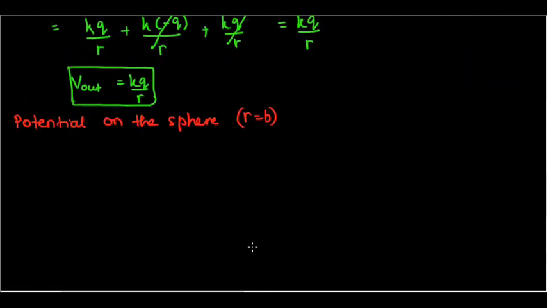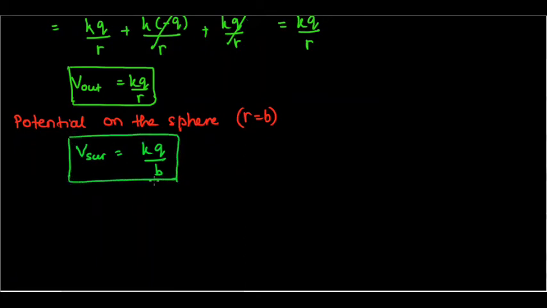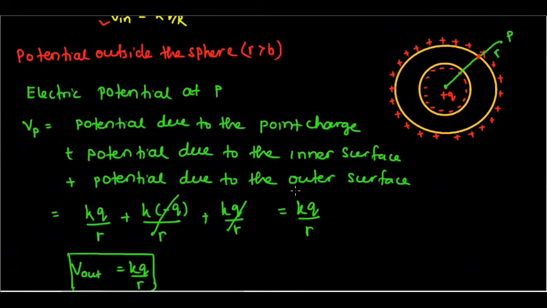So if the potential at an outside point is k q by r, then in order to write the potential on the surface of the sphere, I can write that V surface is equal to k q by b. Simply replace this r with b, so you will get the expression for V surface. Is that clear?